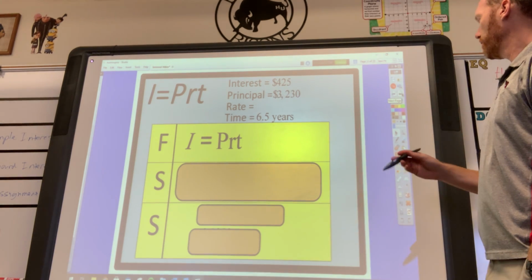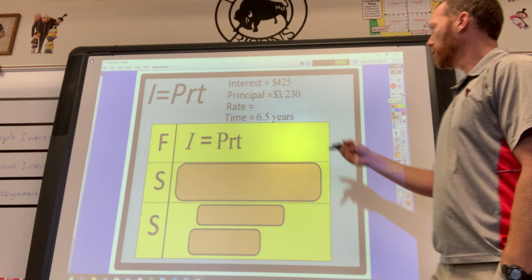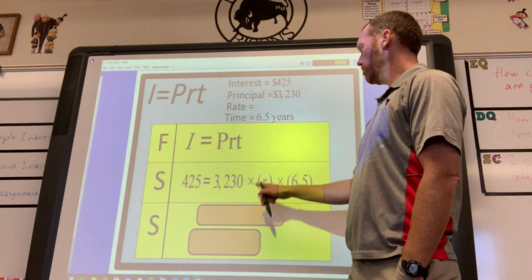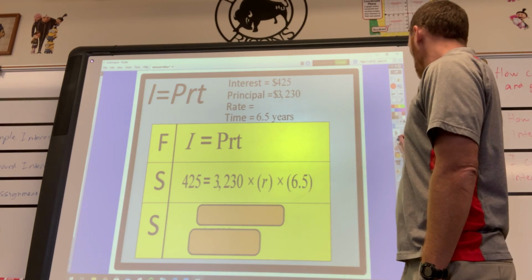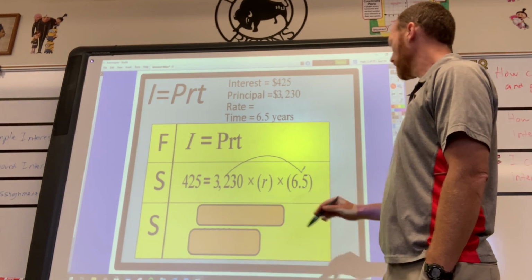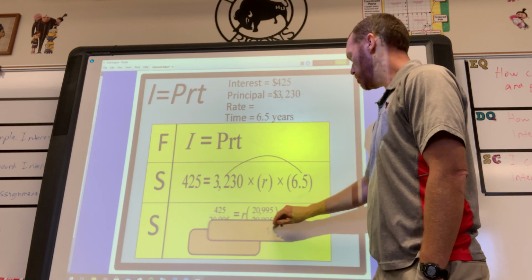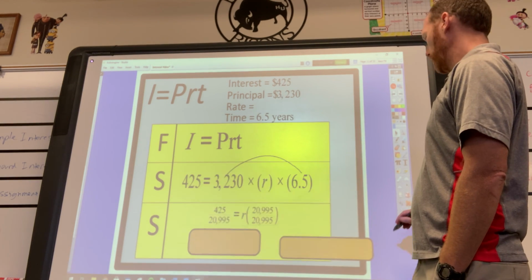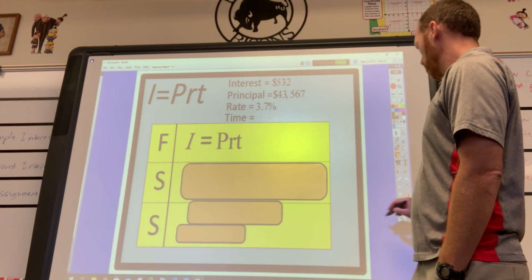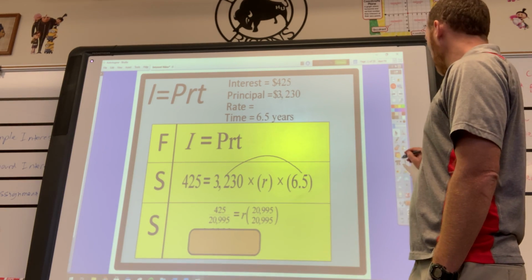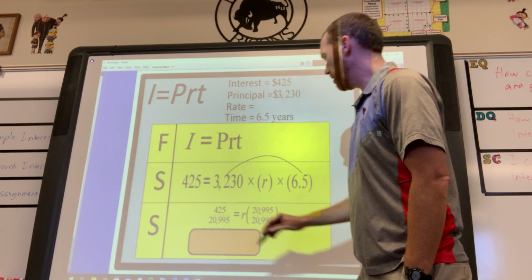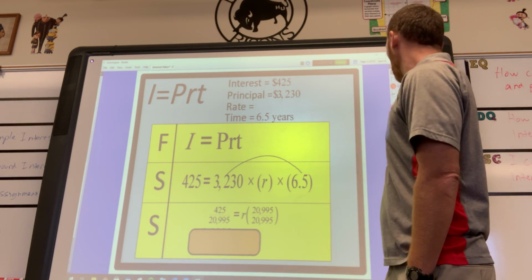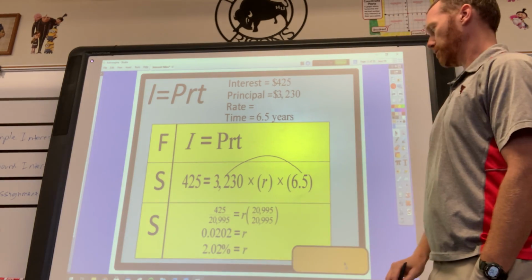Let's look at this one. Very similar, except now we've got to find the rate. So you plug all the numbers in where you can, and this is what it should look like. Now you're missing the rate. Multiply what you can, and then you take that number which you found and you stick it underneath there. Do a little division, 425 divided by that. You'll end up with a nice, wonderful mess that looks like that.